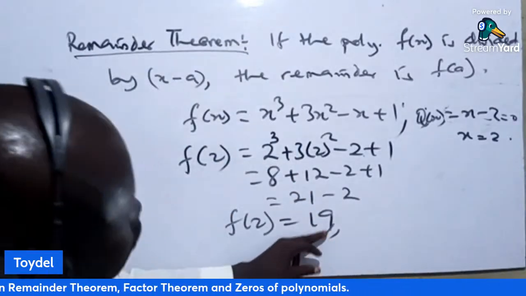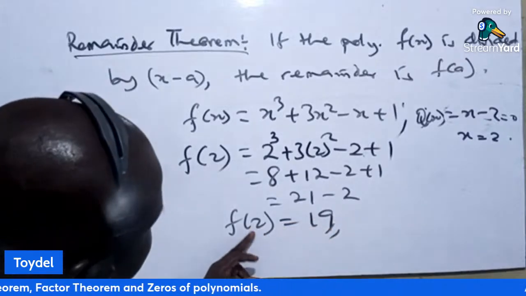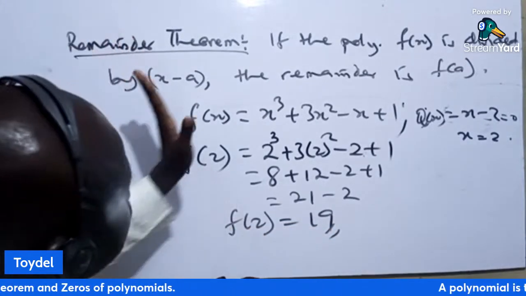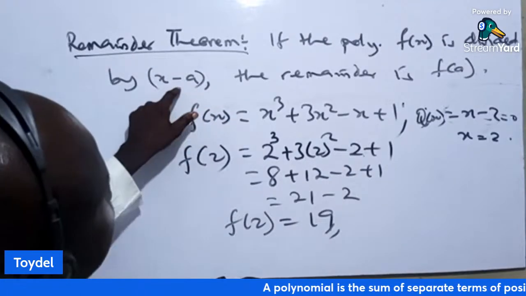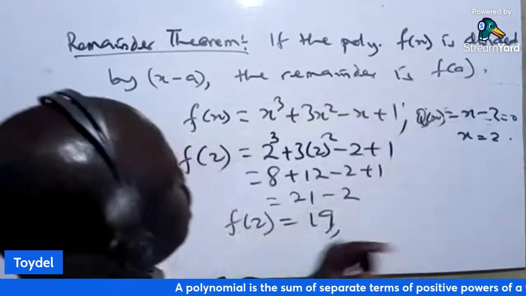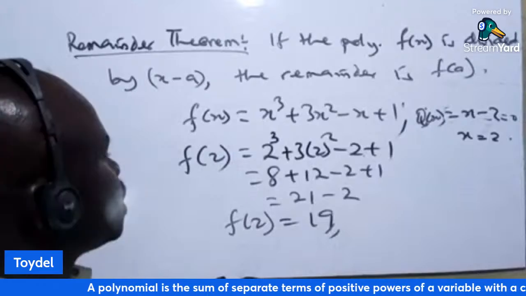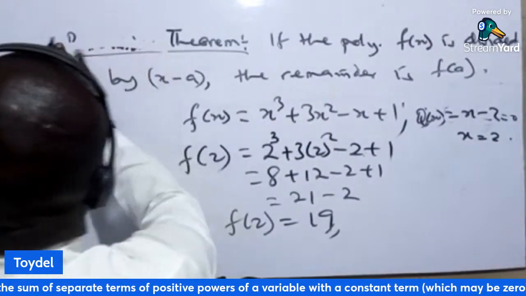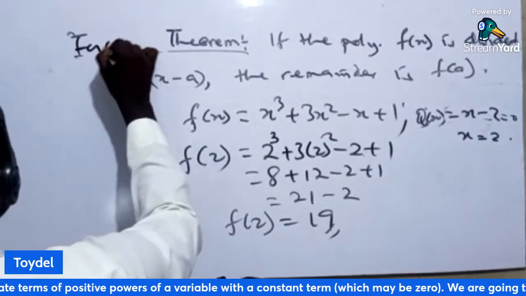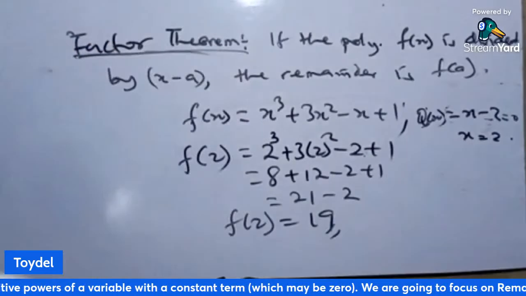So in this case, I can get the remainder of a polynomial without using the long division method. Once I know the divisor, just make x the subject of the formula in the divisor, and substitute inside the polynomial. The result is called the remainder. So that's the remainder theorem. And there's another theorem that we are going to state. It's called the factor theorem.